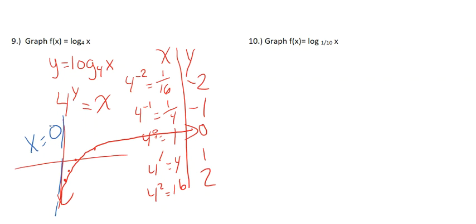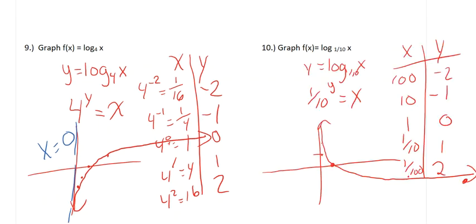Pause the video and do the same thing with number 10, making it into an exponential equation and then making a t-chart to graph. And here's a sketch of what number 10 would look like. You can notice that because we have 1/10 as the base and it's fractional, it's kind of reflected, with that point though still being at 1, 0.